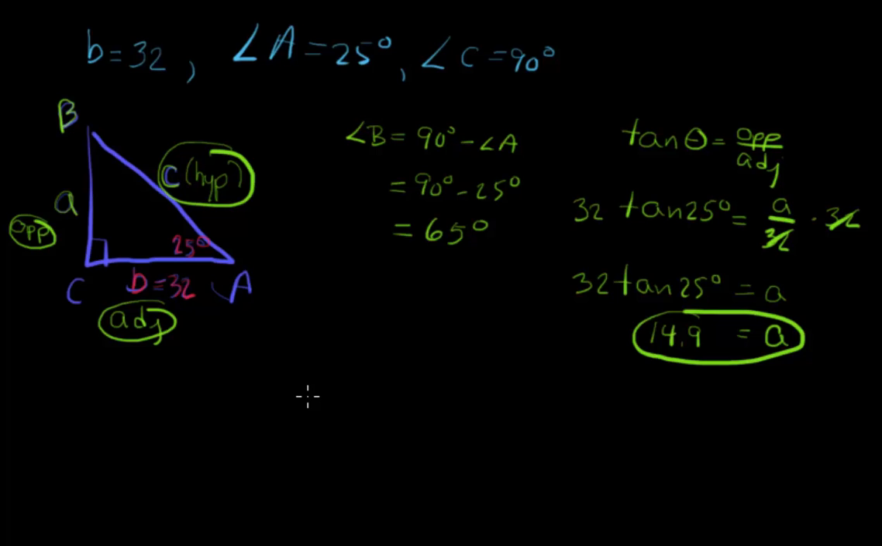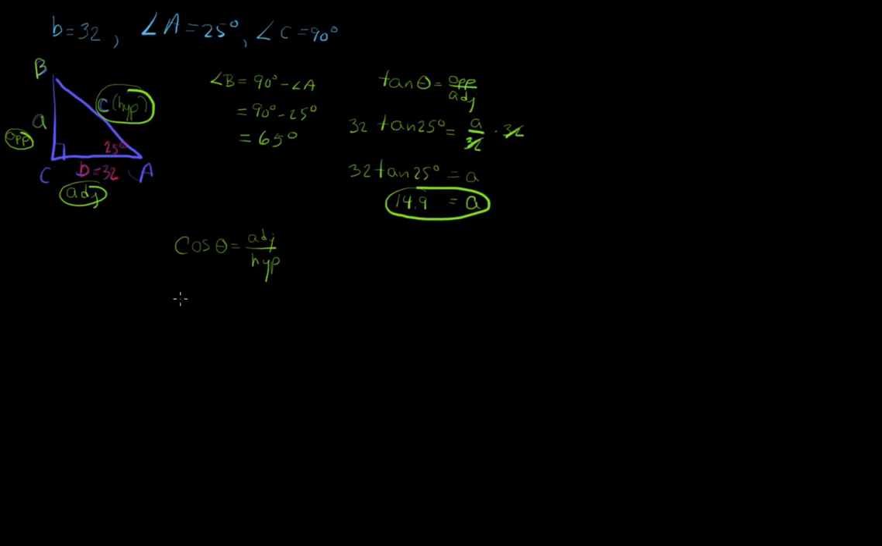Well, that would be cosine. So, remember that the cosine of any angle is equal to the adjacent leg divided by the hypotenuse. So, the cosine of the angle, in this case angle A, which is 25 degrees, will be the adjacent side of 32 divided by the hypotenuse, which is C.